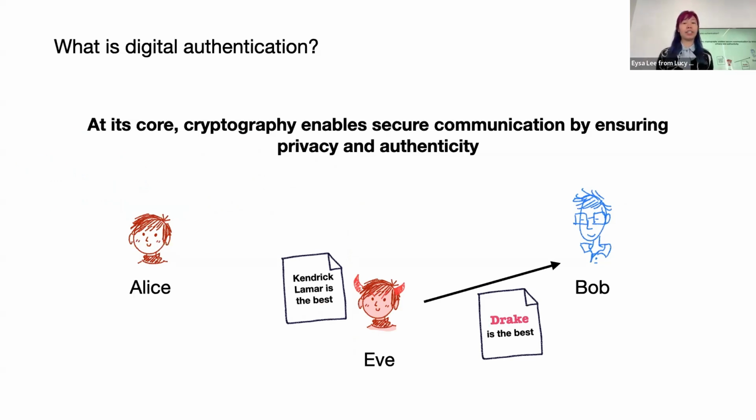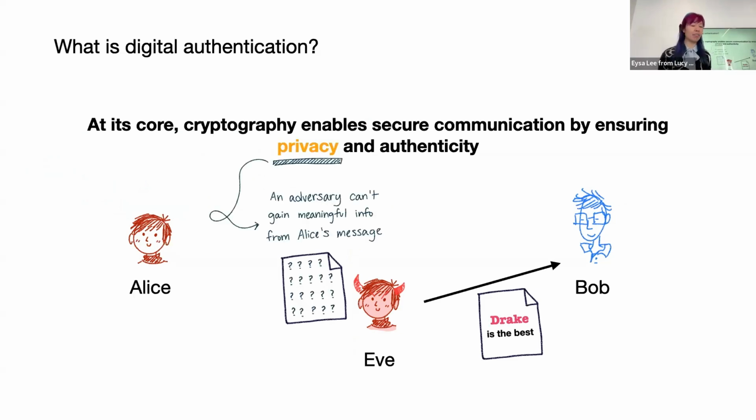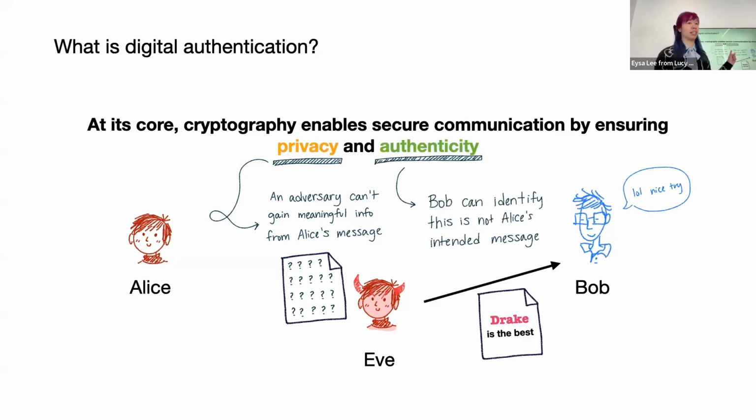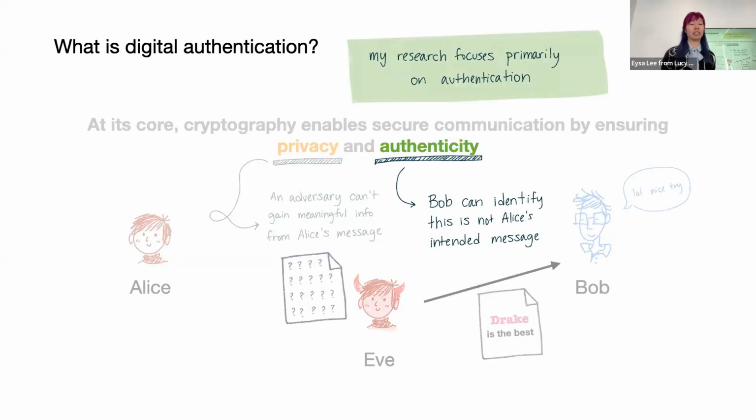Well, at its core, cryptography solves this problem of secure communication by ensuring both privacy and authenticity. What we mean by privacy is that an adversary who intercepts Alice's message can't get anything meaningful from this message. And if she tries to send a message on Alice's behalf, Bob can identify that this is not the intended message. Nice try. This talk is going to focus on authenticity, which is being able to identify that something is not the intended message.